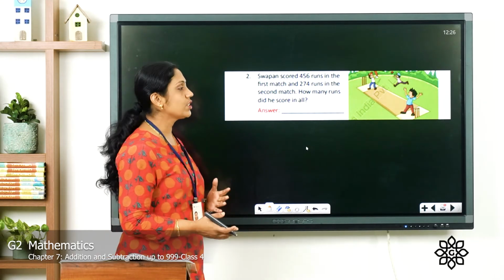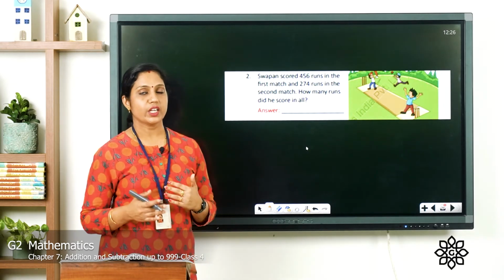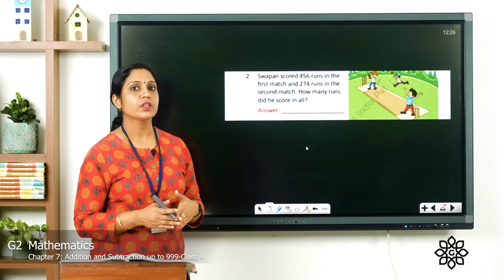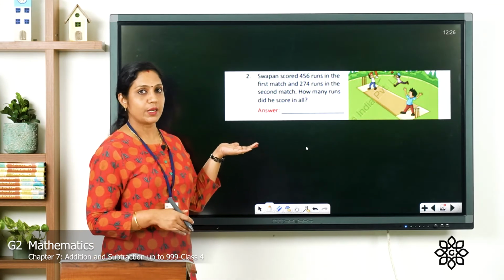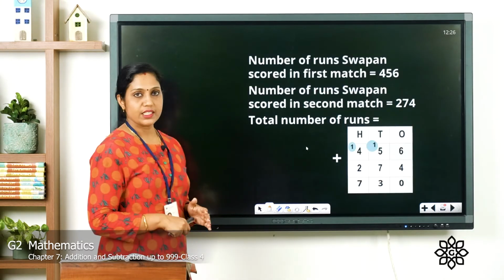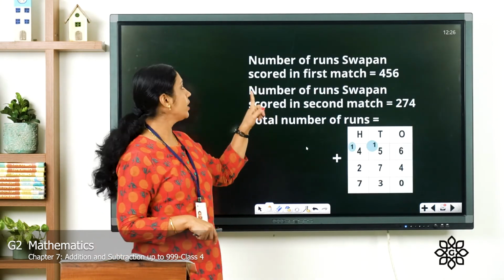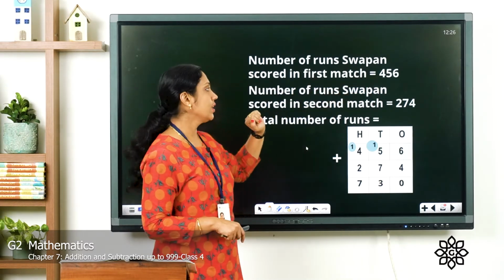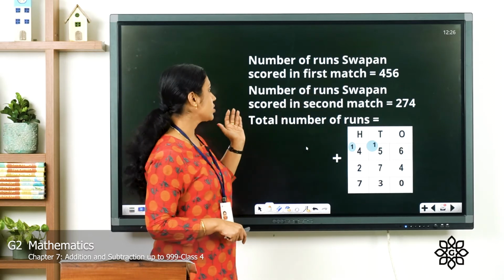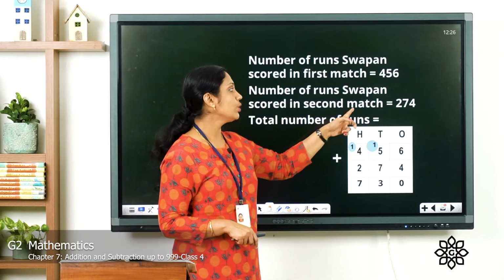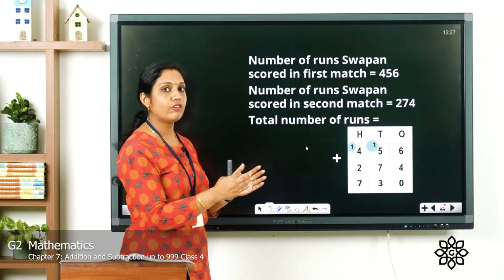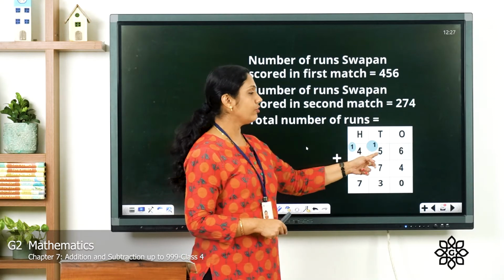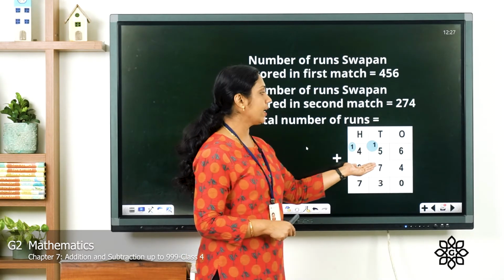The second question, Swapan scored 456 runs in the first match and 274 runs in the second match. How many runs did he score in all? So these questions you can write down in your notebook and write the steps for that in the notebook. So how can we write the steps for this? Let's check. Number of runs Swapan scored in the first match is equal to 456. Number of runs Swapan scored in second match is equal to 274. Now we have to find out the total number of runs. For that we can add 456 plus 274.